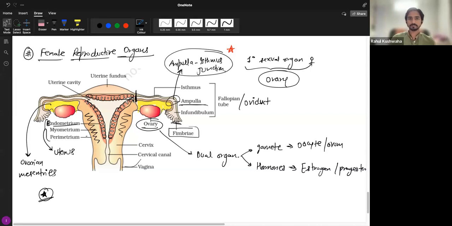This junction where the ampulla ends and the isthmus begins is what we call the ampulla isthmus junction. And this is the site of fertilization in humans, right? Correct. Ampulla isthmus junction is the site of fertilization.